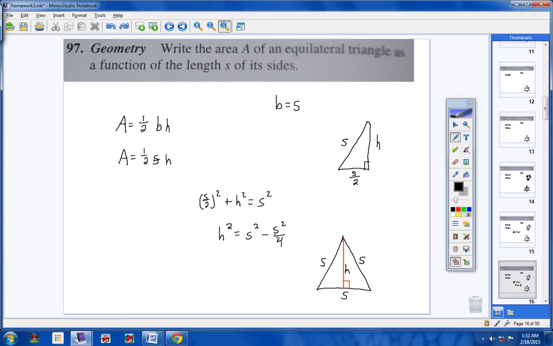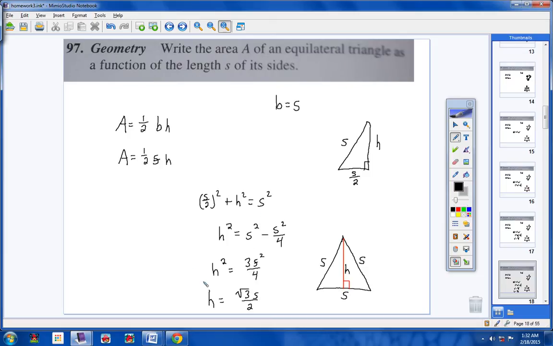Now, take the square root of both sides, correct? Actually, no, I'm sorry. We're going to combine these two fractions first, okay? So, think about this. Right now I have a denominator of 4 and a denominator of 1. However, if I multiply the top and the bottom of this fraction by 4, the top gets a 4 and the bottom gets a 4, and that's totally acceptable. And now I have a common denominator. So my common denominator is 4, so I put a 4 right here. 4s squared minus 1s squared is 3s squared. Okay, 3s squared.